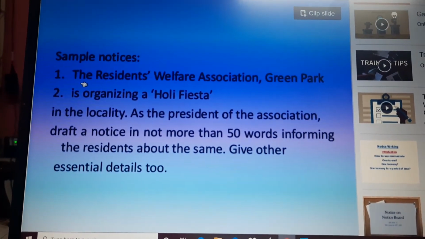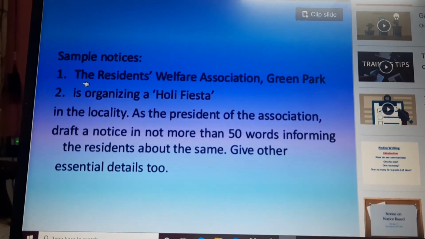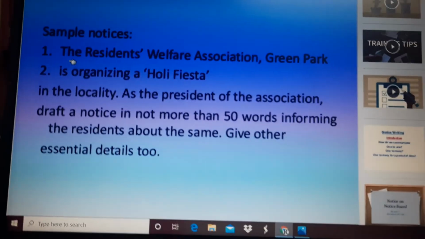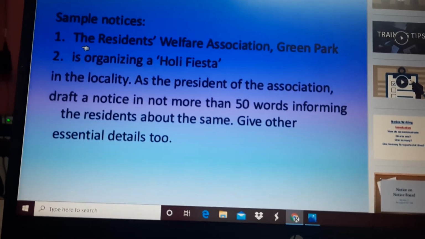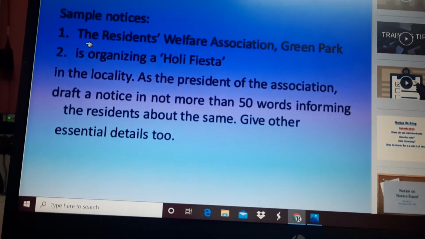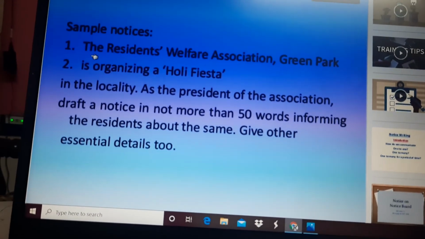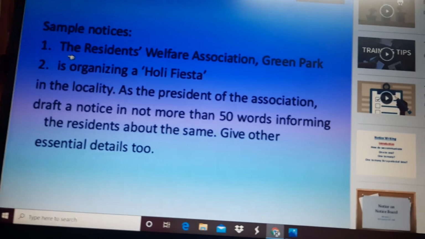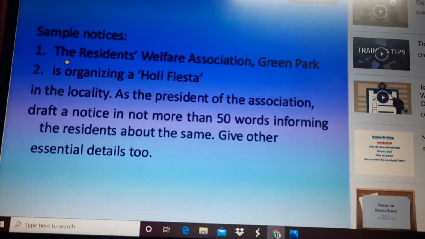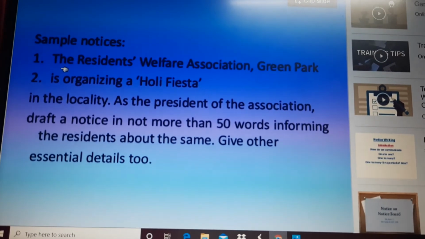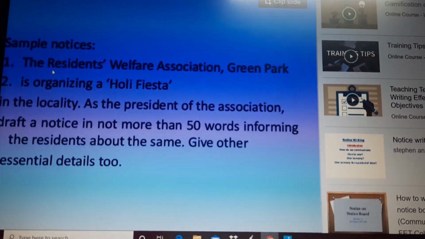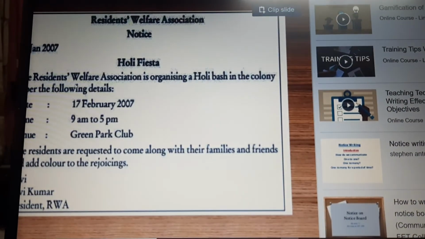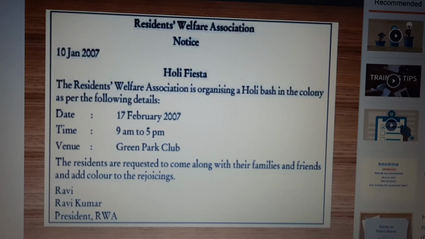So here are some sample questions for your practice. The Residents Welfare Association Green Park is organizing a holi fiesta in the locality. As the president of the association, draft a notice in not more than 50 words informing the residents about the same. Give other essential details too. Okay, so children, if you want, you can write this. This is a sample given to you.